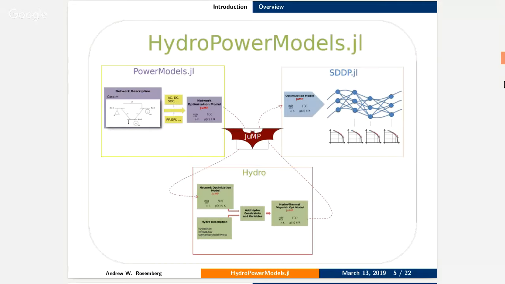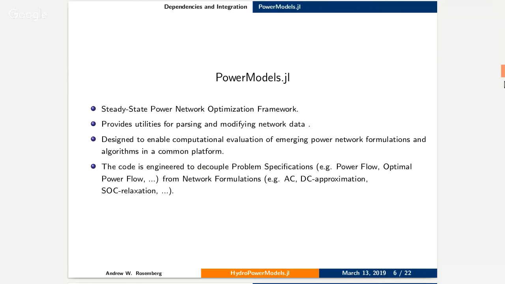Well, this is the workflow of HydroPowerModels. PowerModels, as I said, handles the problem specification from input files and creates a network optimization problem, which I then pass. I make some modifications, making it a hydrothermal dispatch optimization model from input files given by the user, and this model I then pass to SDDP to solve the problem. Well, this is only possible because of JuMP, who comes to the rescue.